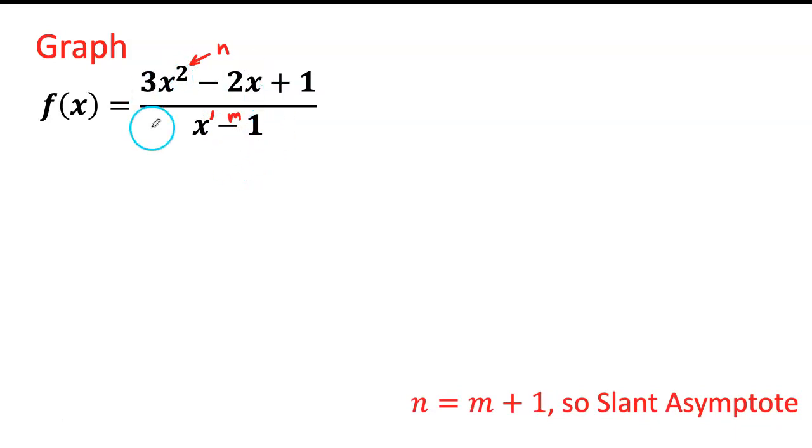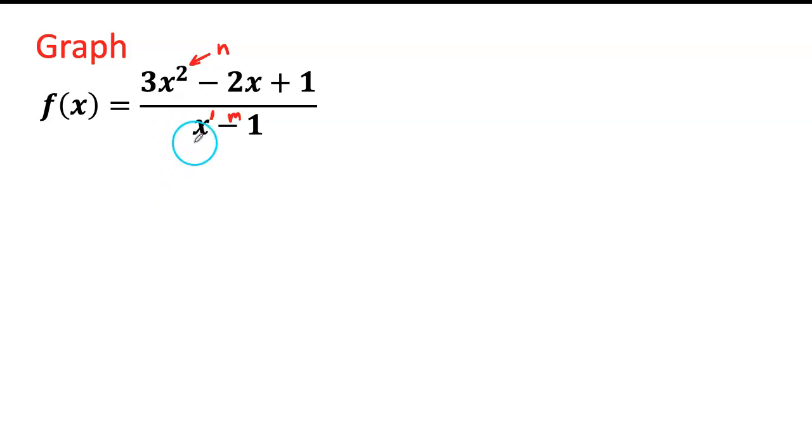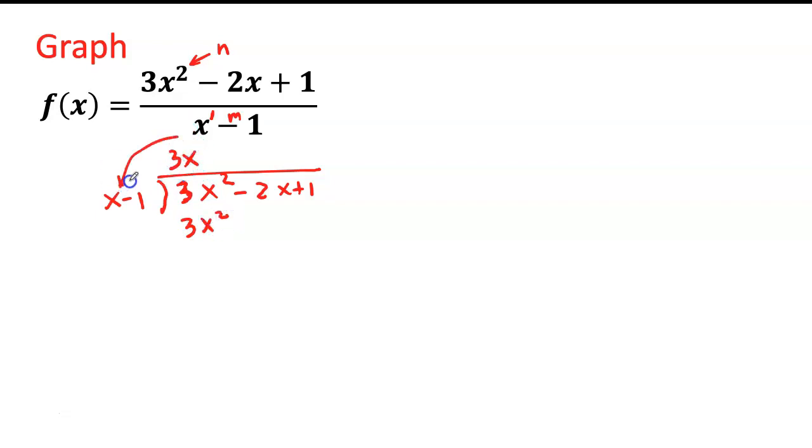Here we go. I need to divide the numerator by the denominator, so I do long division. I'm going to bring 3x squared minus 2x plus 1, and I'm going to divide that by x minus 1. Whatever my answer is, that will be my slant asymptote. So 3x squared divided by x gives me 3x. Multiply back: 3x squared, and 3x times negative 1 gives me negative 3x.